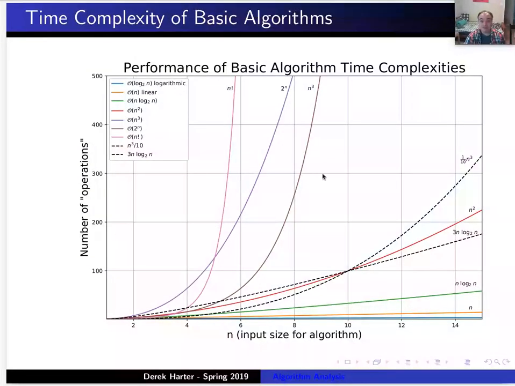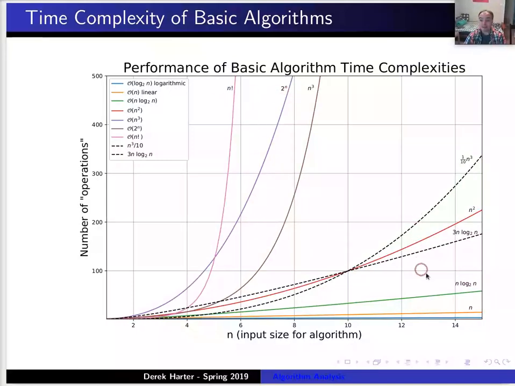So let's look at it in a little bit more detail. Let's compare the performance of those basic algorithms that we looked at. This is pretty similar to one of the figures from the supplement or textbook that I'm having my class go through, except I simplified it, so I'm only using those basic ones. We have a logarithmic algorithm, which I didn't label, that's the blue one here, and then linear n, n log n, n squared, n cubed, 2 to the n, and n factorial.